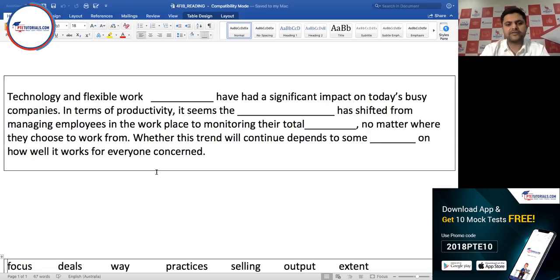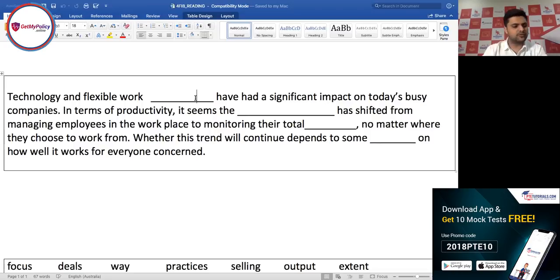When we try to put all the words from the options, the only option that makes sense here is technology and flexible work practices. So practices would be your answer for this particular blank. Technology and flexible work practices have had a significant impact on today's busy companies. No other word makes sense when we put it into the first blank. So our first answer here would be practices.